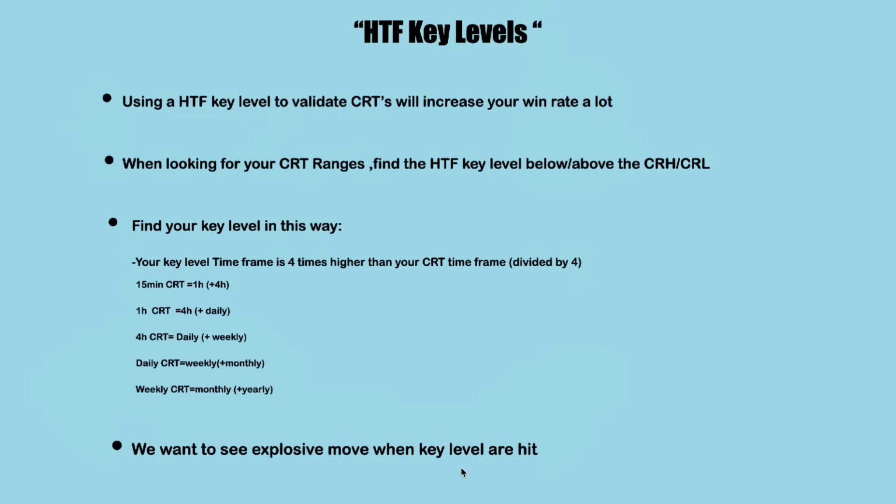Remember, if you ever forget, just think divide by 4. If you're on a monthly chart, dividing by 4 gives you a weekly chart because there are 4 weeks in a month. If you're on a weekly chart, dividing by 4 gives you a daily chart. On the daily chart, dividing by 4 gives you a 4-hour chart, and so on down to 15 minutes.